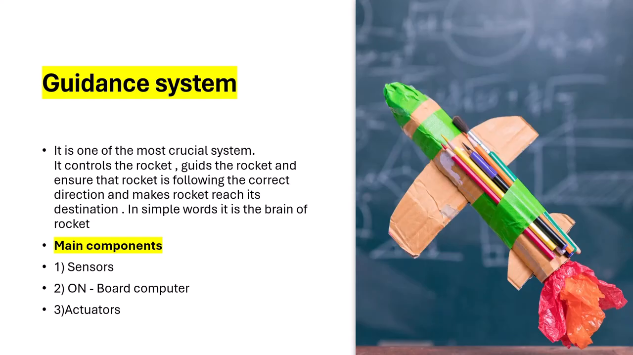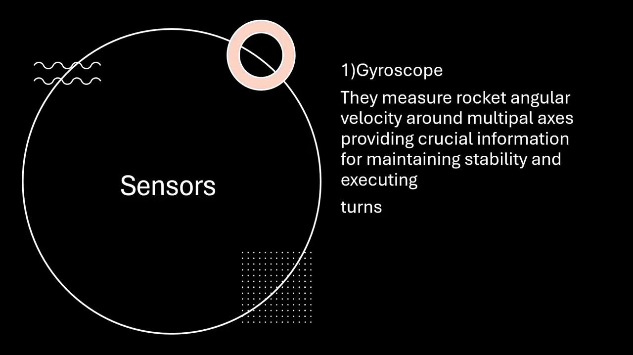It controls the rocket, guides the rocket, and ensures that the rocket is following the correct direction, or you can say the trajectory, and makes the rocket reach its destination. In simple words, it acts as the brain of the rocket. Its main components are sensors, onboard computers, and actuators. In the sensor, we have two types.